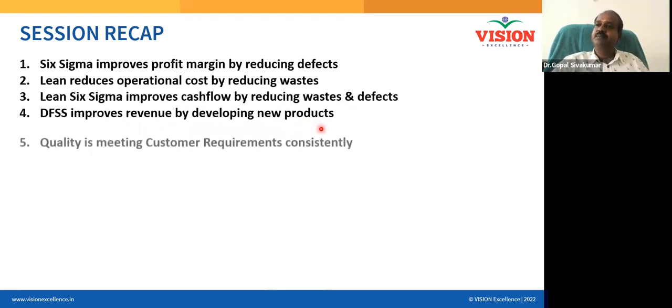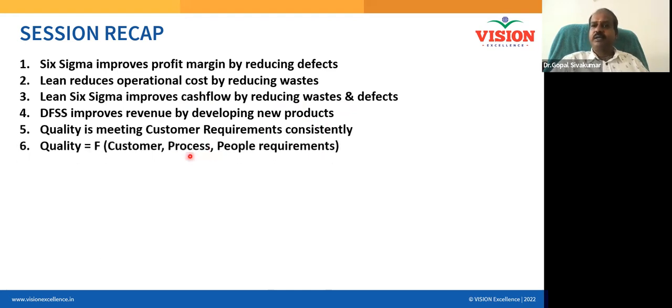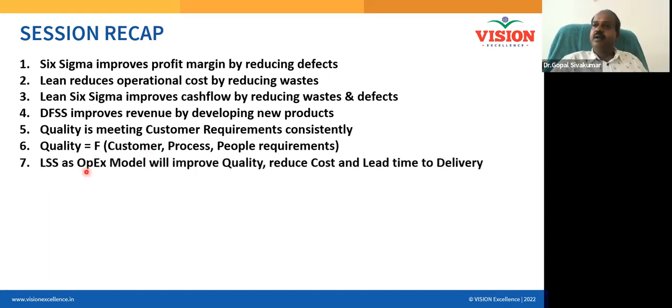And all those things. Quality is meeting customer requirements consistently. Quality is a function of customer requirement, process requirement, and then people requirement. So take care of customer requirement, process requirement, as well as people requirement. Quality is taken care of. Lean Six Sigma as an operational excellence model will help you to improve the quality, reduce the cost, and reduce lead time to delivery. Right? You not only supply high quality products, you also supply fast, and you also price your product at a very competitive rate.